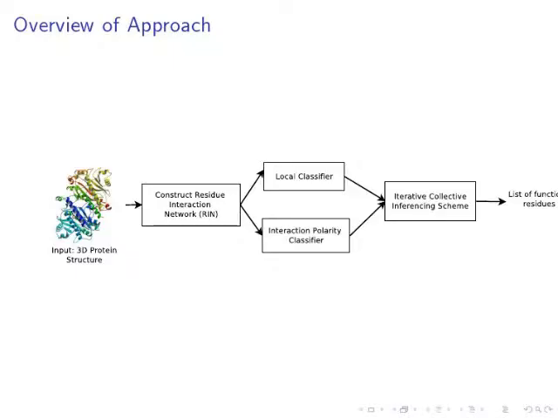So we take 3-dimensional protein structure as input. We make RIN, or construct residue interaction network, and then we apply local classifier in order to take care of the first term, that is node-wise label misclassification. And we also learn what is called the interaction polarity classifier. I'll tell you why interaction polarity classifier is required.